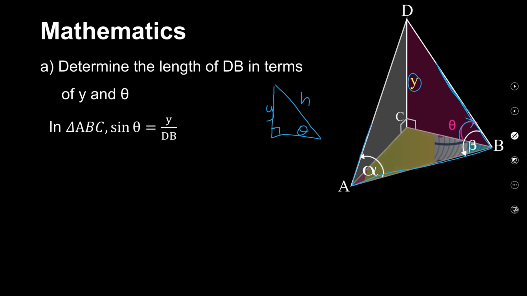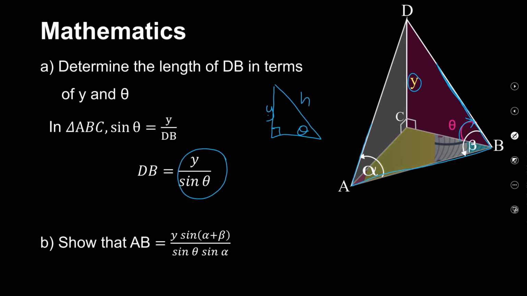Sine of theta is equal to opposite over hypotenuse, so it's y over DB, okay? And so DB is just y over sine of theta. So we've answered that question. Pretty simple. But the reason they're asking us this is we're probably going to use this in the next part of the question. We use the pink triangle to find DB as being y over sine of theta.